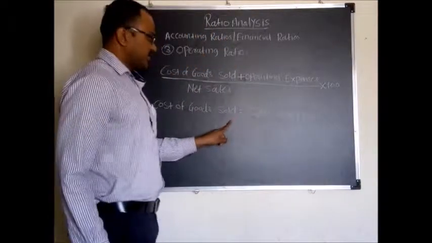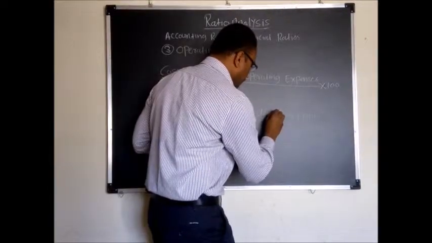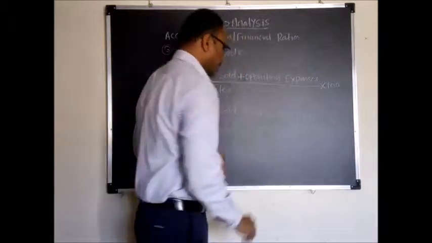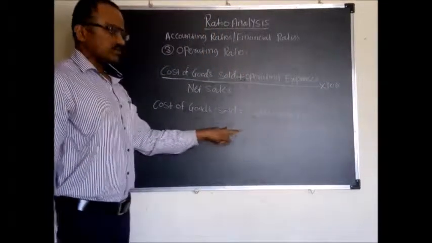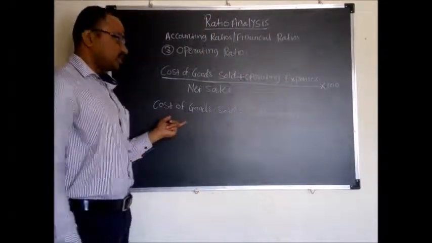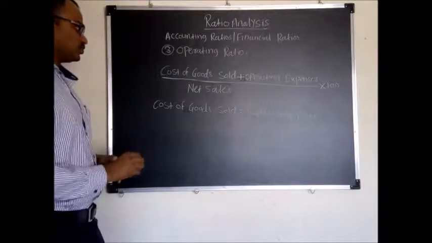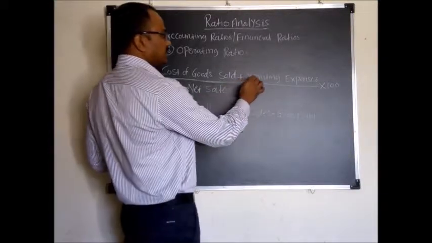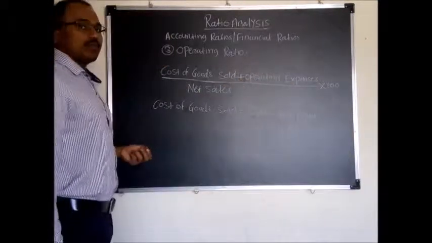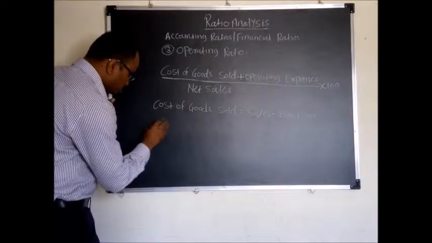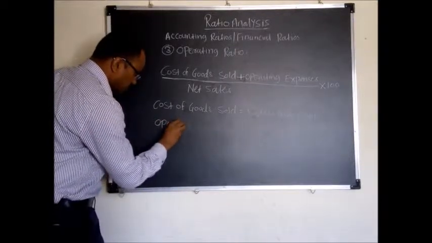Okay, sales minus gross profit. Sales minus gross profit will give you the amount of cost of goods sold. And the second word here is operating expenses.